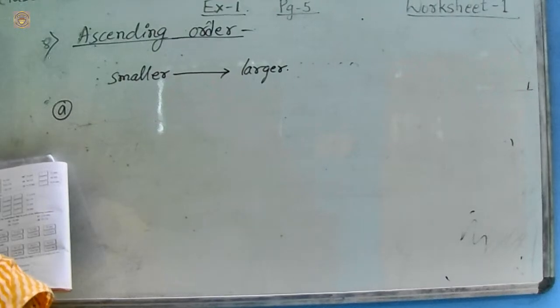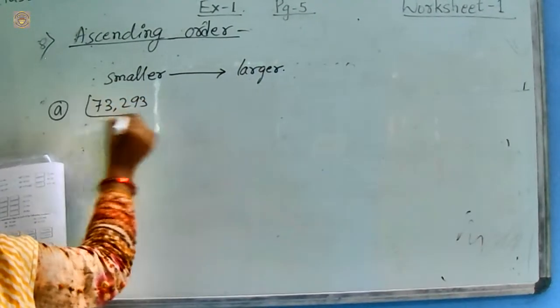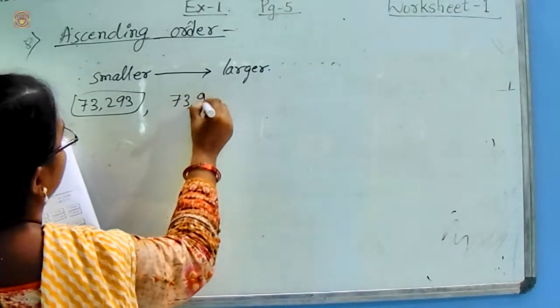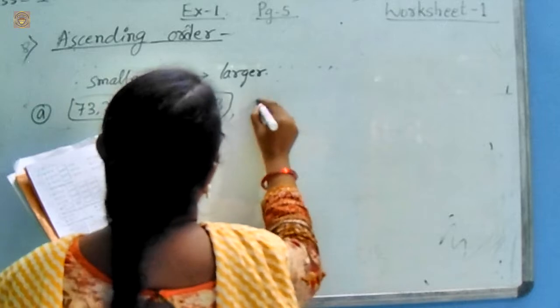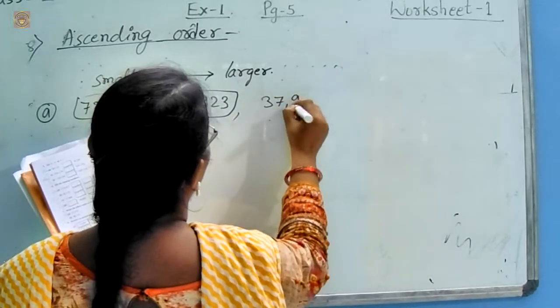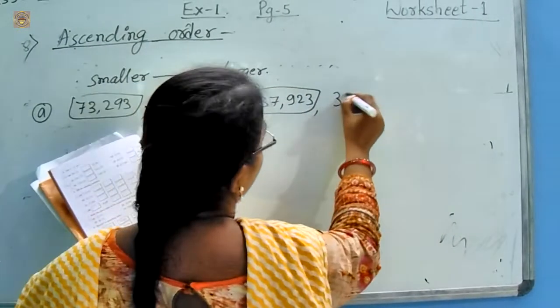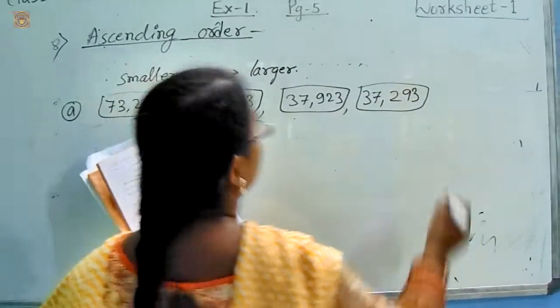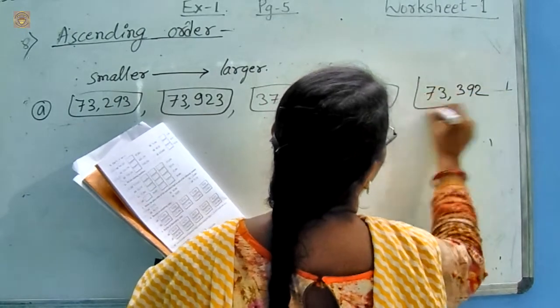One example is here: 73,293, 73,923, 37,923, 37,293, and the last number is 73,392.